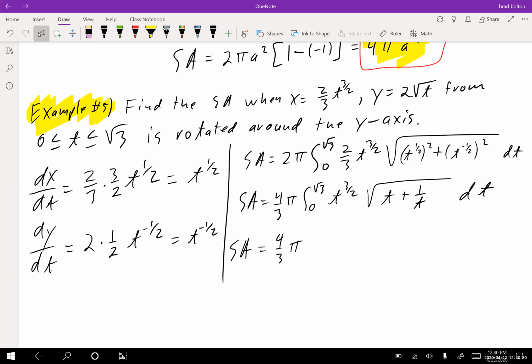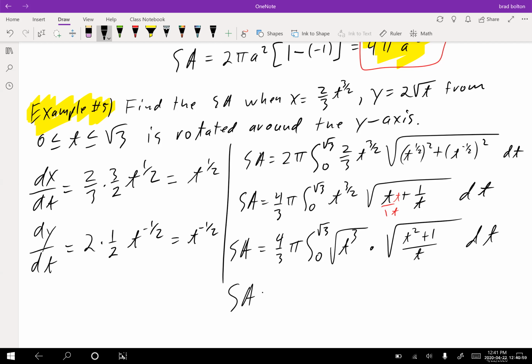4/3 pi from 0 to the square root of 3, and I'm going to call this the square root of t cubed, times the square root of, and I'm going to make common denominators in here. Sometimes this is a good go-to move inside your radical. Sometimes it works, sometimes it doesn't. So this will become t squared plus 1 over t. This is still the same thing as before, I just rewrote it with common denominators. As it turns out, now I can rewrite this as surface area equals 4/3 pi from 0 to the square root of 3. They both are square roots, so I can combine them. This will be one big square root, and this will be t to the 5th.